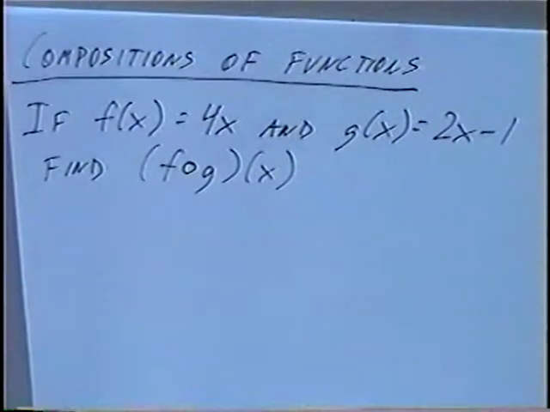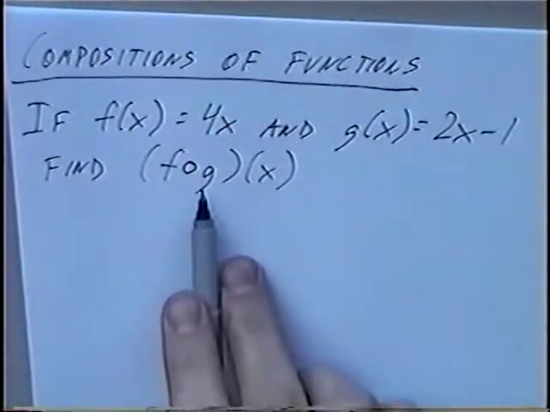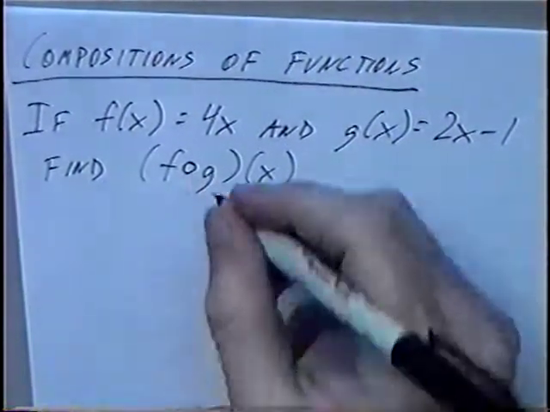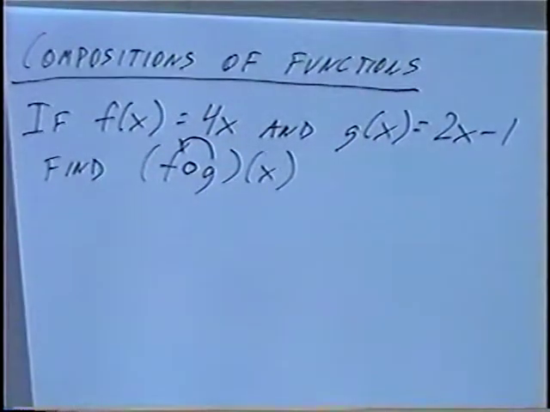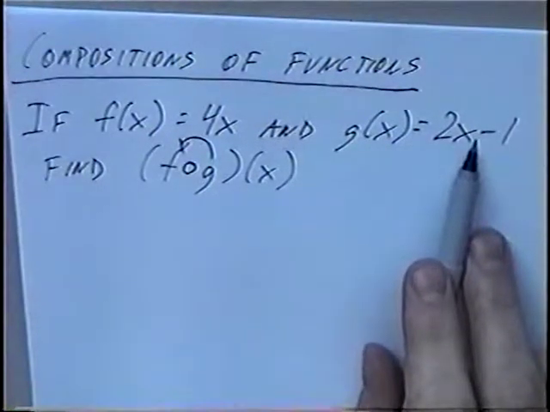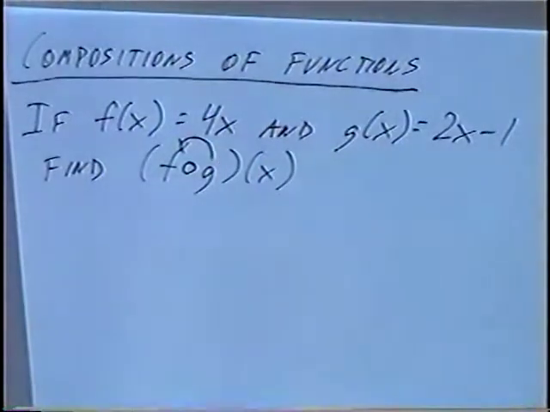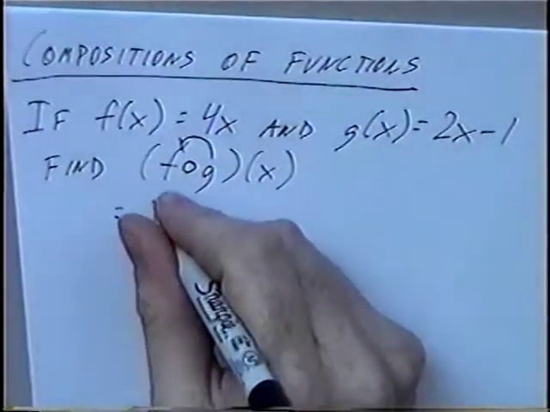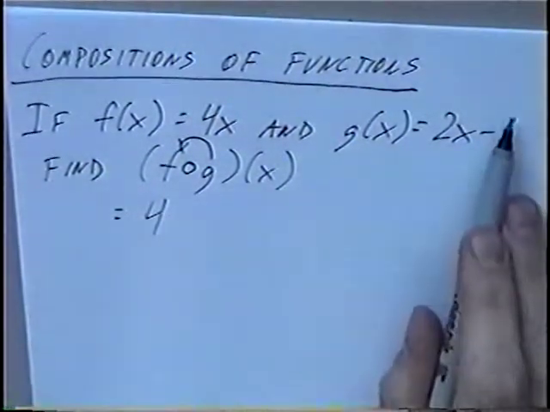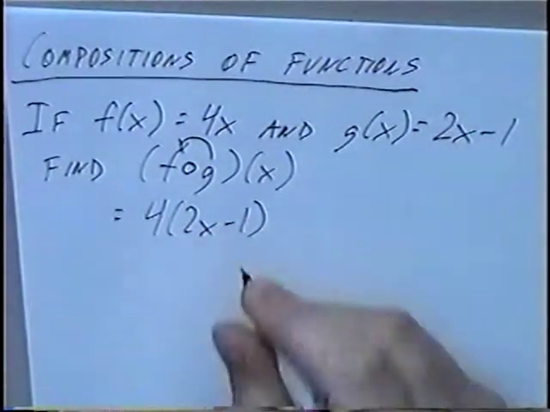To find f composition g of x, the new symbol again, an open circle. What we'll end up doing is taking the right side of the function, which is g, and we'll take the g function and plug it into f. For example, g, which is 2x minus 1, we'll take the expression 2x minus 1 and plug that into the variable for f of x. So for example, if we take f of x, which is 4x, but instead of x, we'll replace that with the g value, which is 2x minus 1.